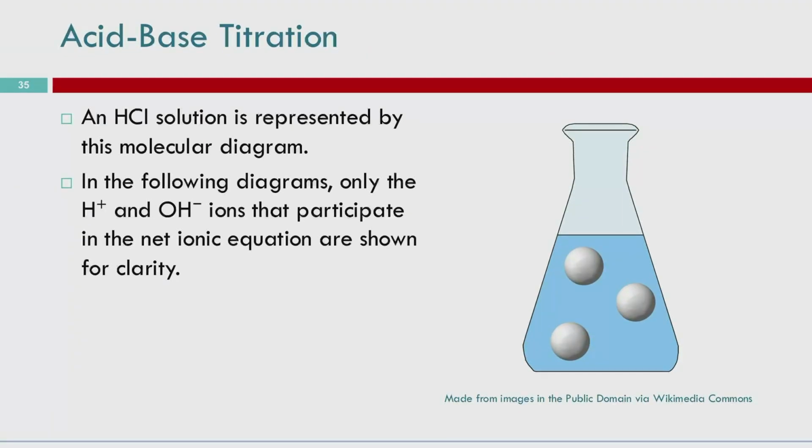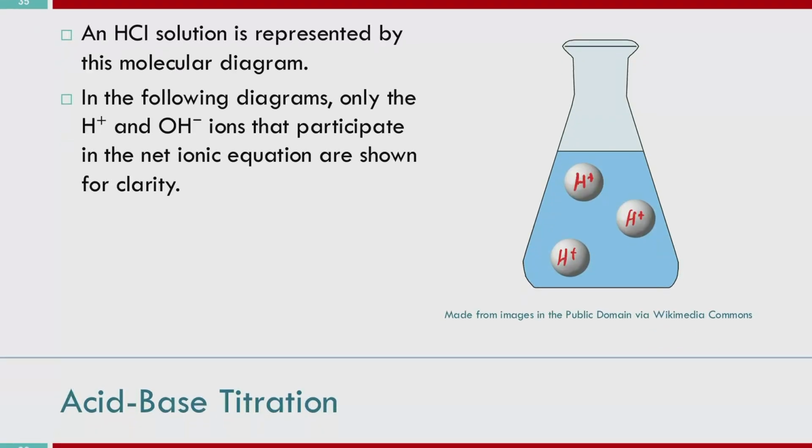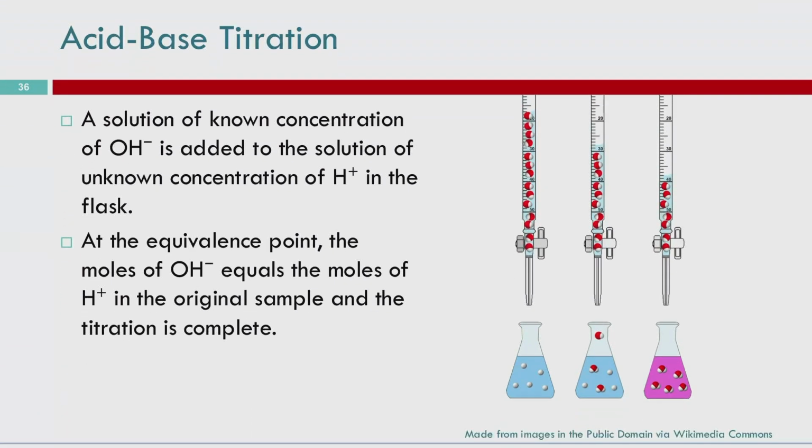All right, in our acid-base titration example, we've got an HCl solution. It's represented by this. So we are just showing the H pluses. These get formed when acids dissolve in water, like from HCl. So we can take a solution of acid. This has unknown concentration. So this is the thing we're trying to find the concentration of.